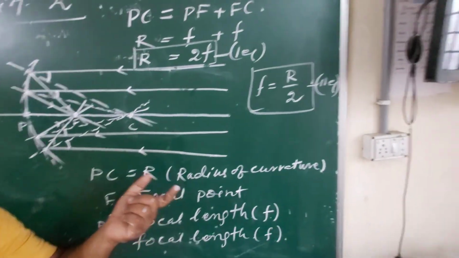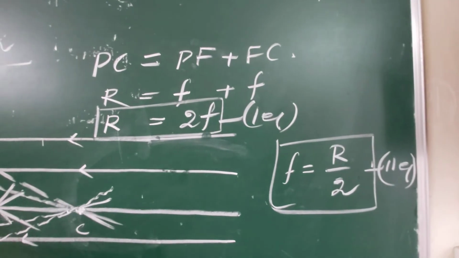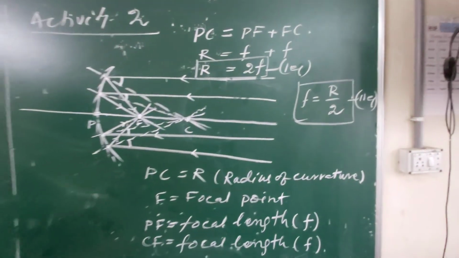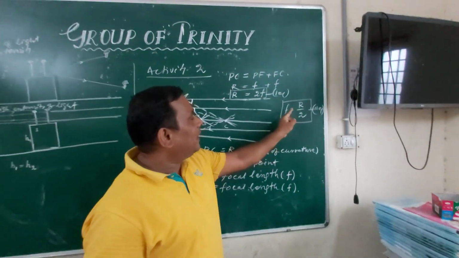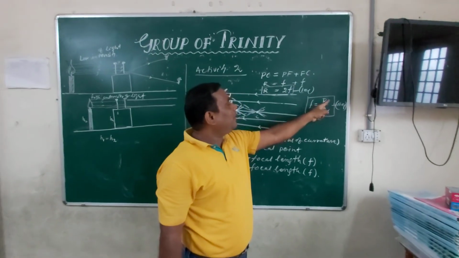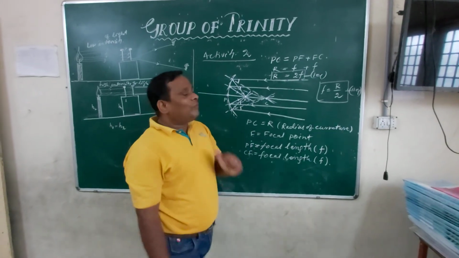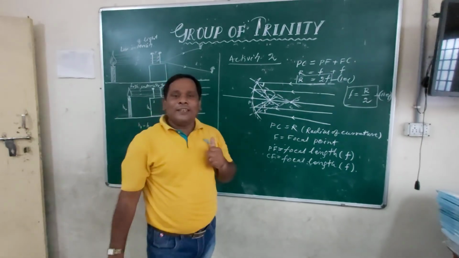Suppose a mirror has a radius of curvature of 10 centimeters, and the question is what is the focal length? Then you can easily find it from this equation. f equals R by 2. R is given as 10 centimeters. Then f equals 10 by 2. Definitely it will be 5 centimeters. So by activity 2, I explained all these things.